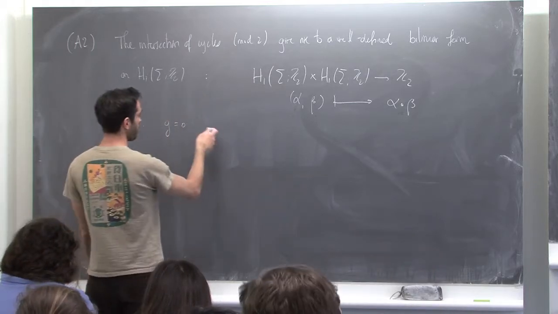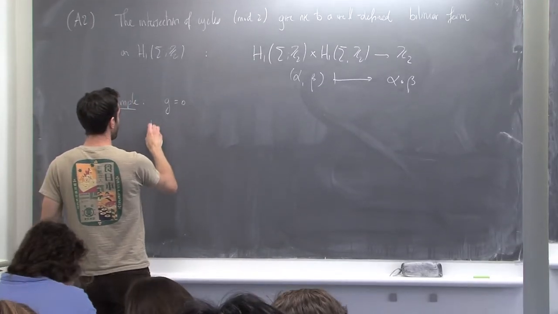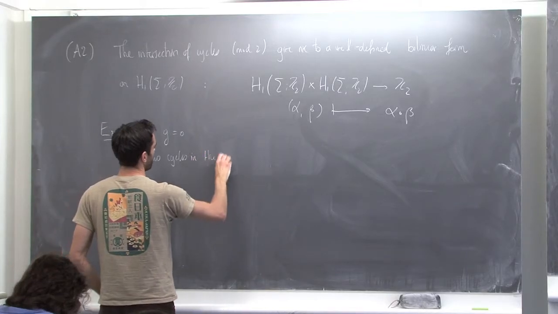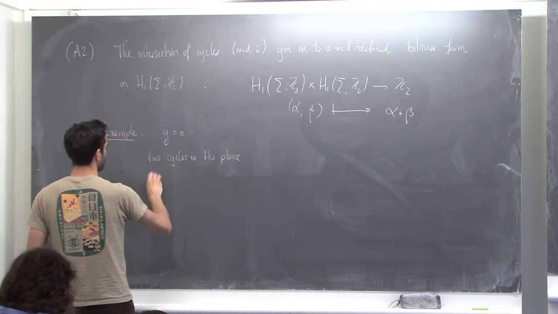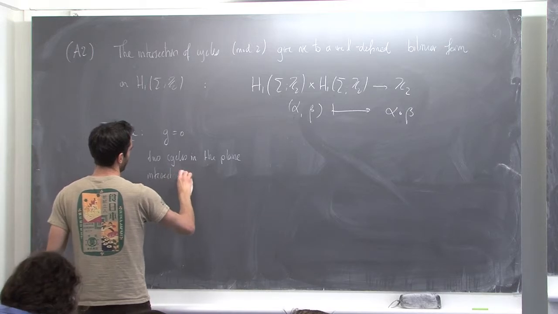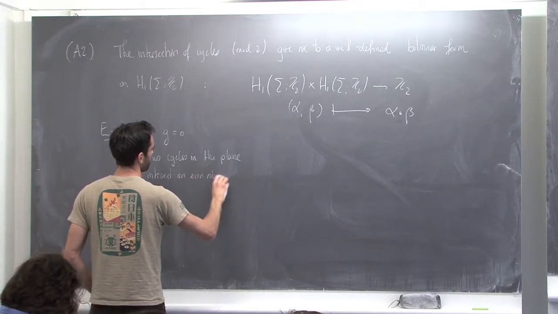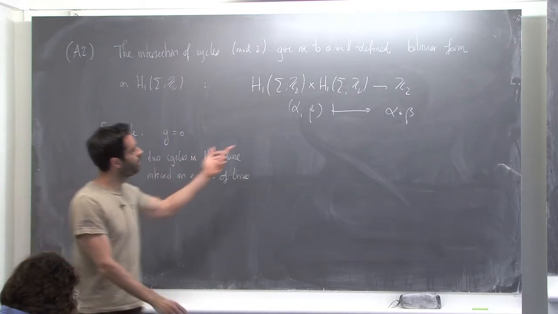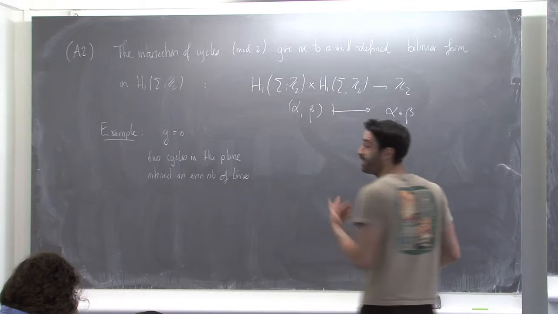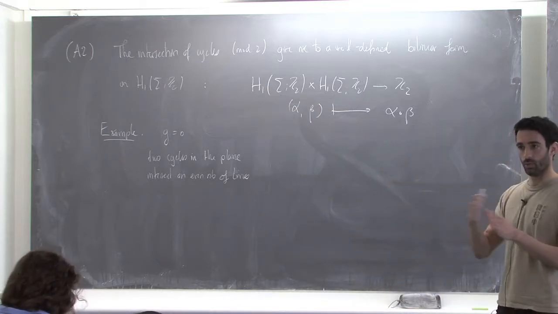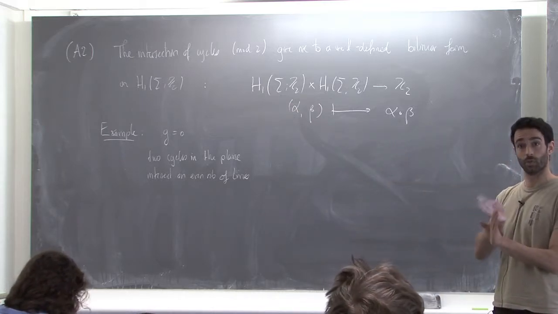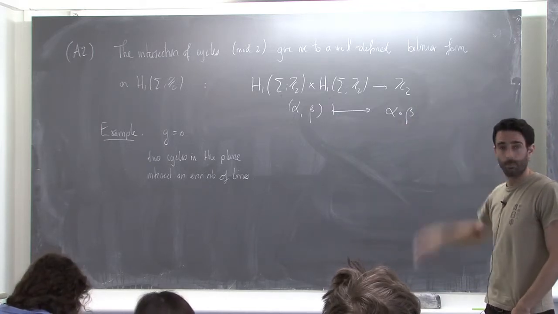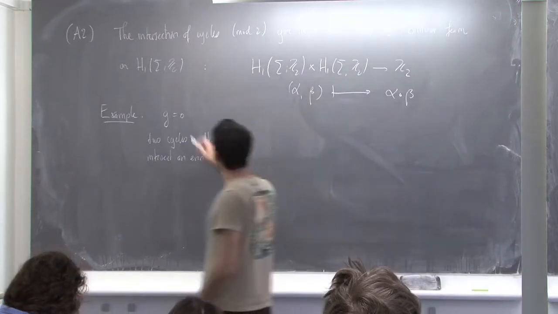So G equals 0 exactly means two cycles in the plane intersect an even number of times. And again, if you want, you can work with Z coefficients, and then you have oriented cycles, and you count the intersections with signs, and then it works. You have a form that is defined over Z, but okay. That's the G equals 0 case.